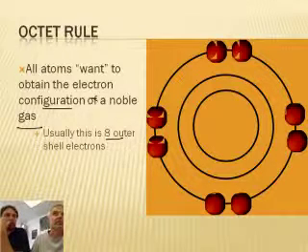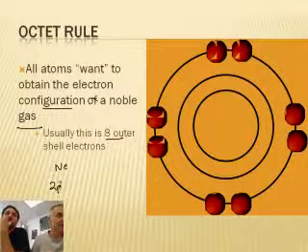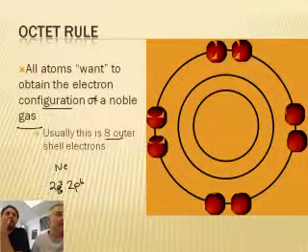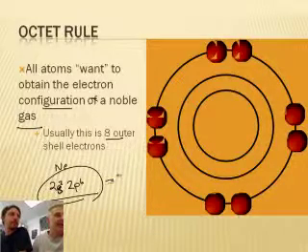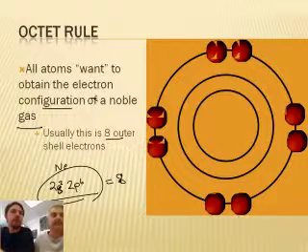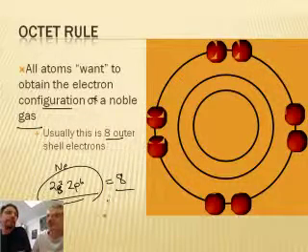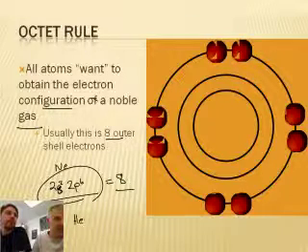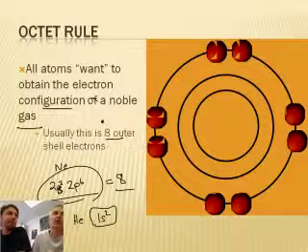So neon, for example, has the outer electron configuration 2s2, 2p6, and if you add those up, that adds up to 8. The one exception is helium, and he's just 1s2. He only has 2 electrons. Sometimes they call this the octet/duet rule. Duet, 2 people, for 2.